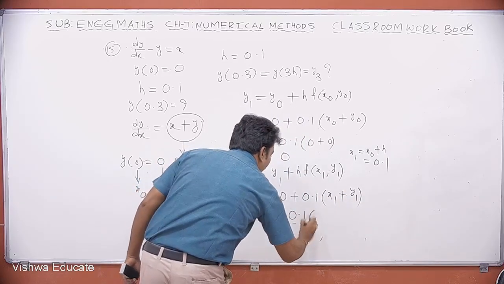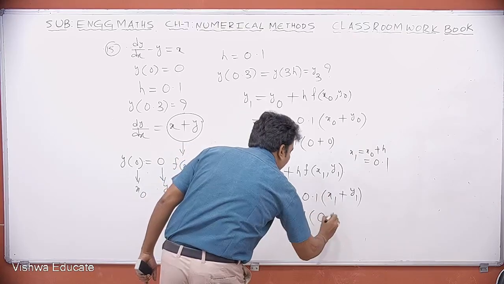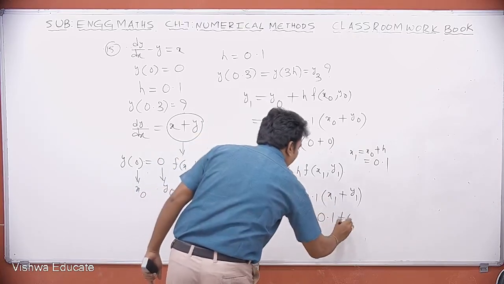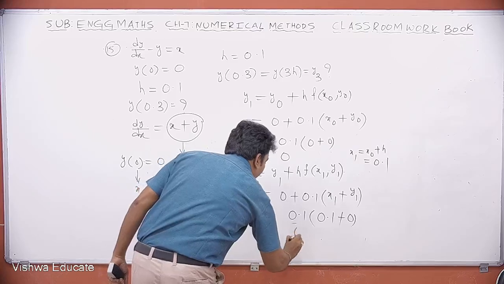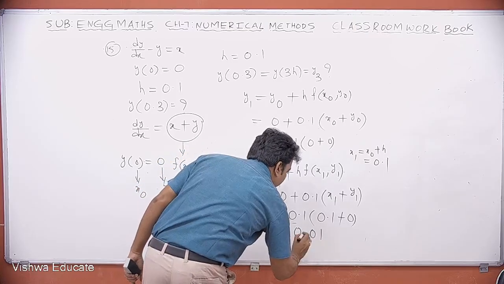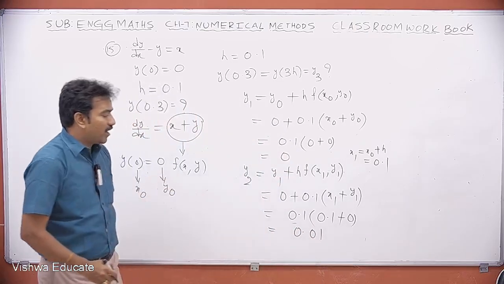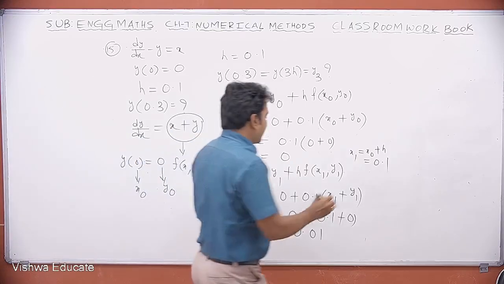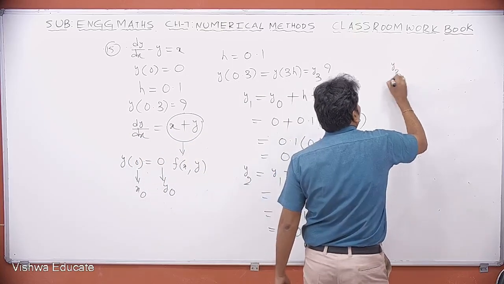So this is 0.1 into x1, which is 0.1, plus y1, which is 0. So therefore 0.1 into 0.1, this is 0.01. So the y2 value we got is 0.01. Next, let us find y3, the value of y in the third iteration.